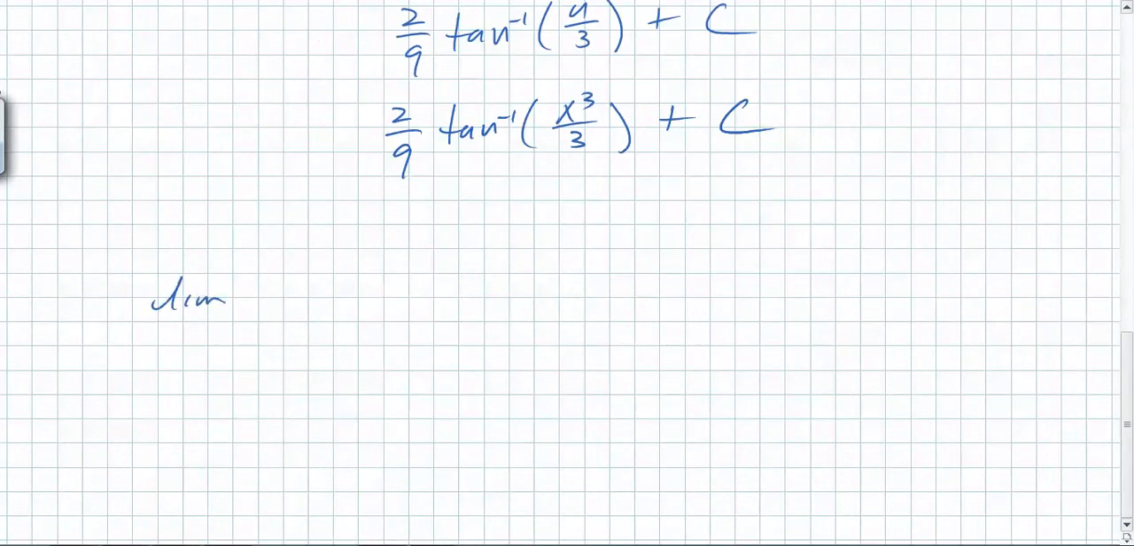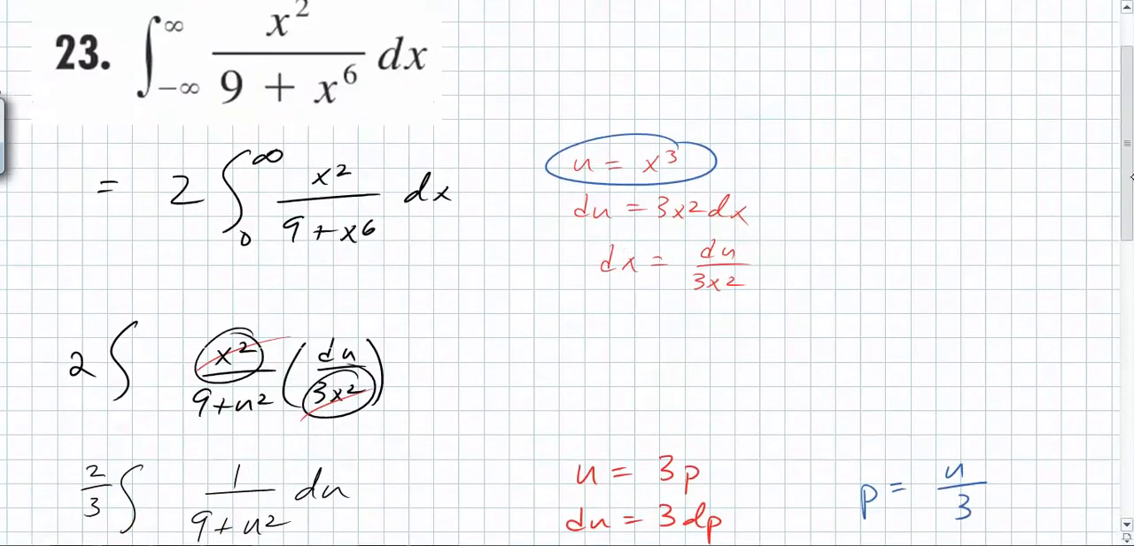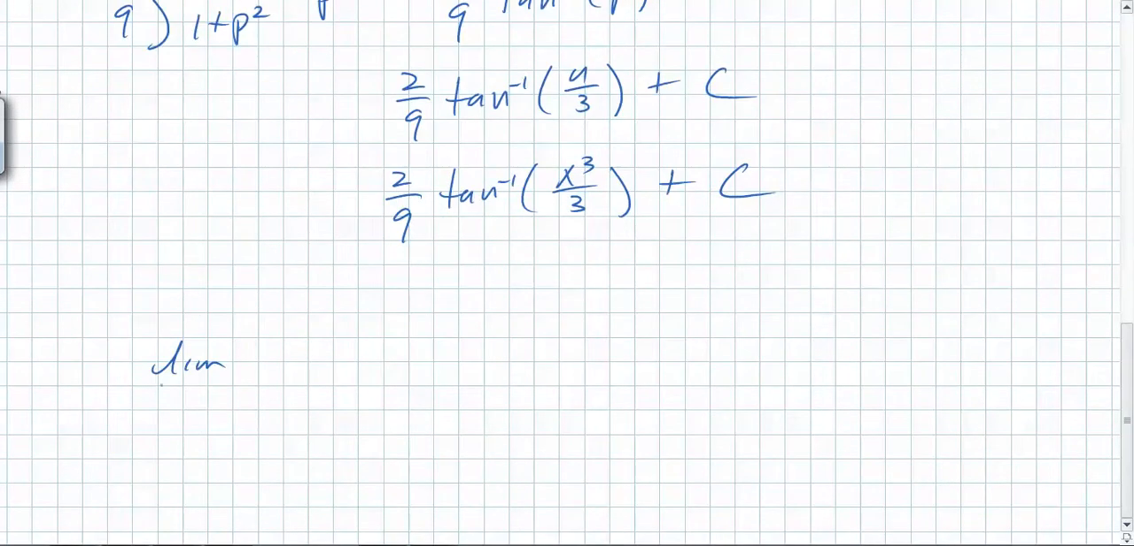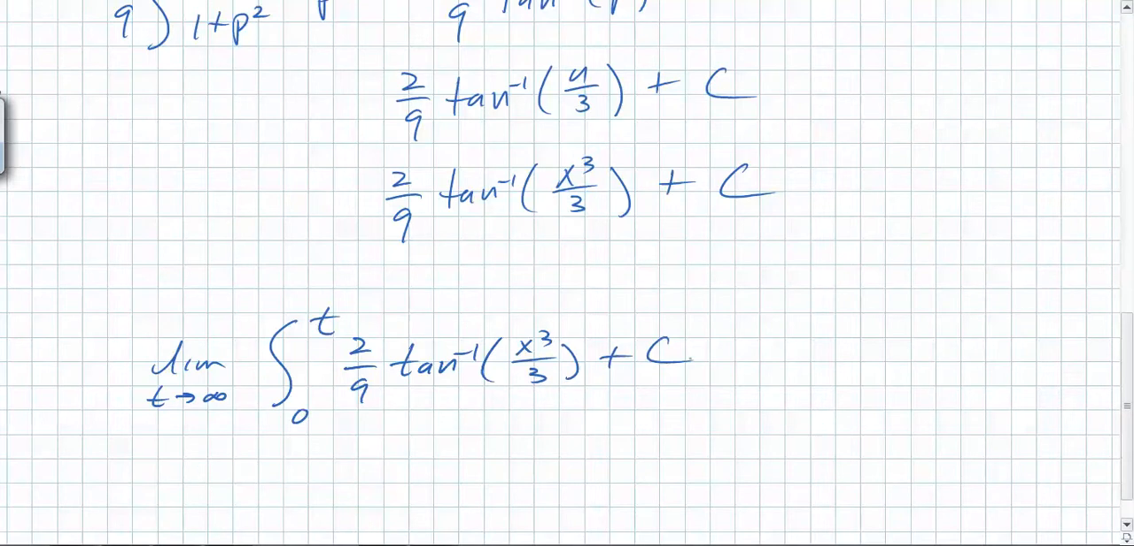Now we're doing the limit as, what was it? To infinity, right? No, it's t, as t goes to infinity of 2/9 tan inverse of x cubed over 3. Oh, wait, no. Not plus c. It's not the integral. It's just evaluated.